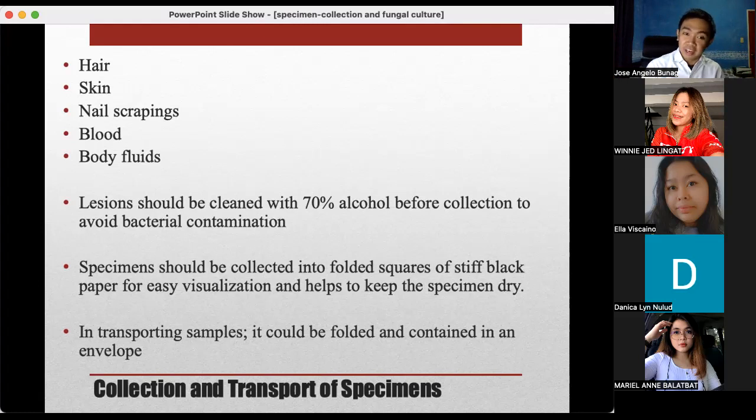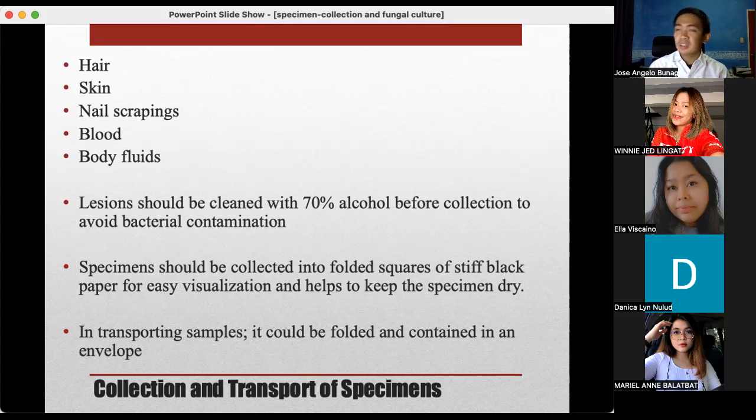So we have your hair. So yung hair, we need at least an epilate of 10 to 12 hairs, parang medyo marami. But yeah, that is the recommended 10 to 12 hair sample. So pwede pong by clipping or plucking, no, from the base of the hair shaft. And then ilalagay po natin siya sa sterilized or sterile container.